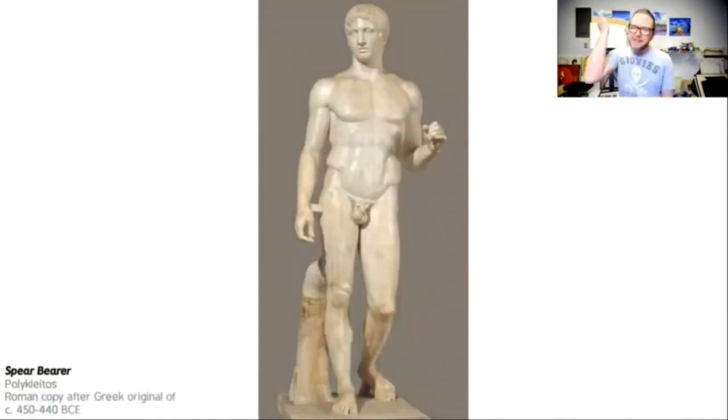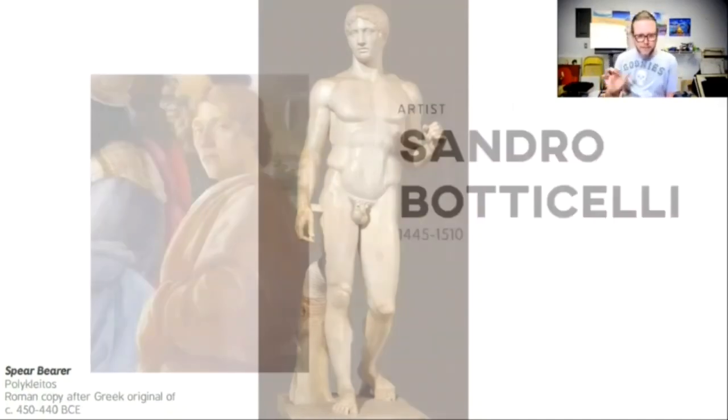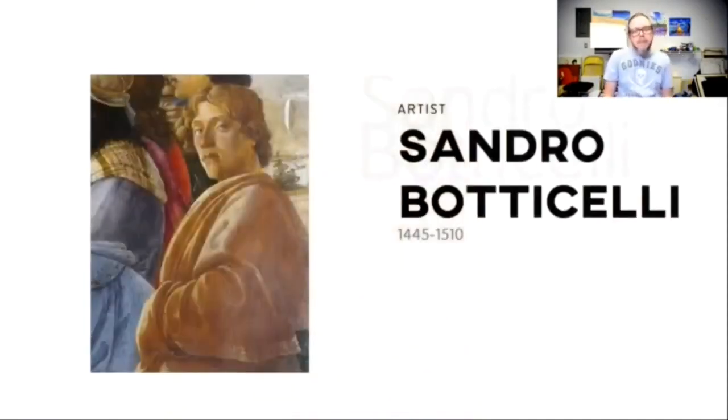Yeah, I keep forgetting I have these comparisons. Right? There's Polykleitos, almost 2,000 years earlier, who's working with this contrapposto stance in this piece that we looked at earlier, the Spear Bearer. And let's dive into Sandro Botticelli.